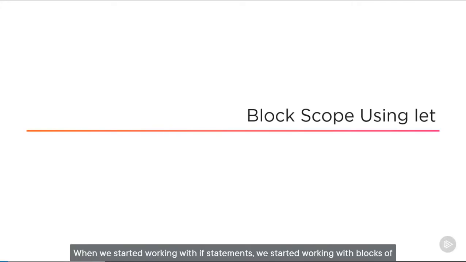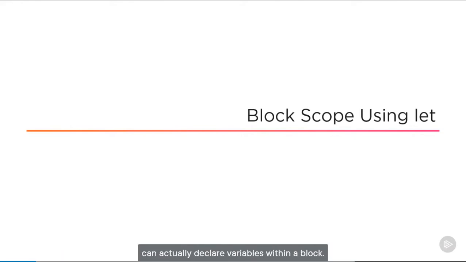When we started working with if statements, we started working with blocks of code. A block of code exists between the open and closing parentheses. And we can actually declare variables within a block. And if we declare that variable using let or const for constants, that variable will only be available in that block. And this is very important to understand because variables might seem to disappear otherwise.